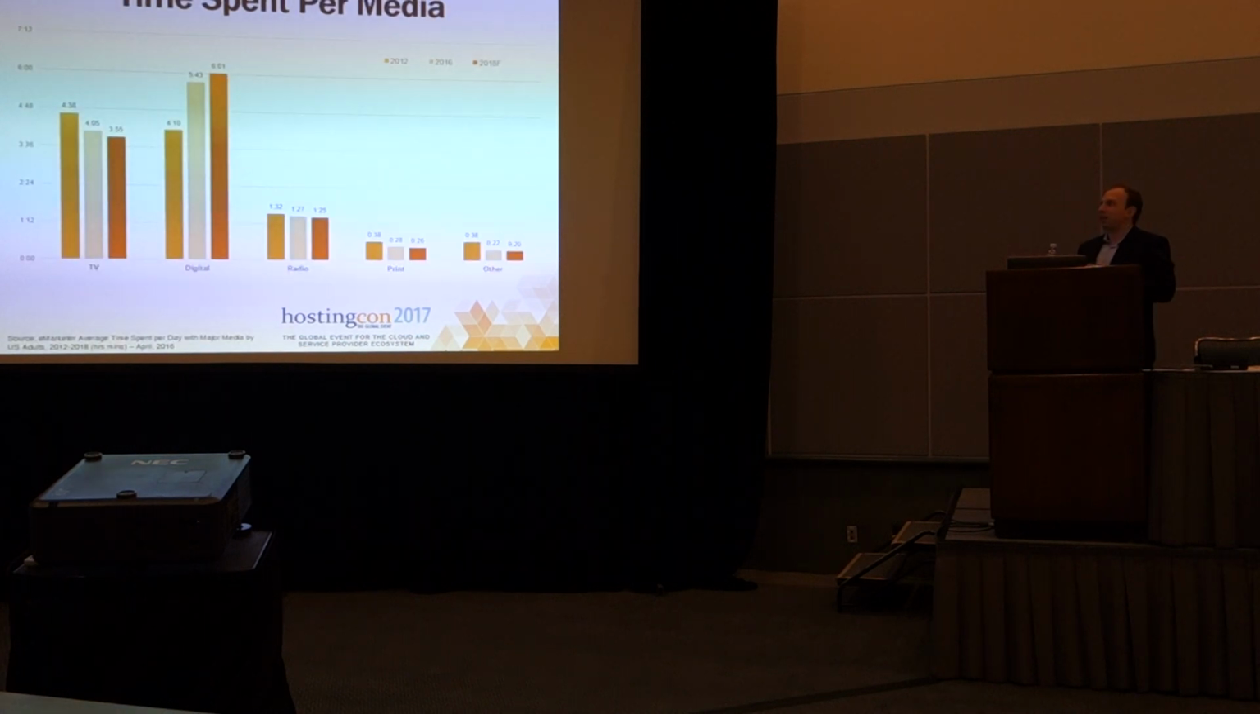This is similar data to what we just looked at, presented in a different way. On the first slide, where we looked at the data at a certain point in time, this is the data over 6 years. All the way on the left, you have 2012. On the right, you have forecasted 2018. What we're looking at is that in 2012, people were still consuming more TV media than digital.